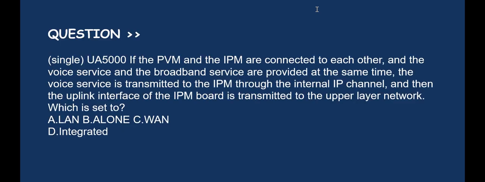Next one, UA5000. If the PVM and the IPM are connected to each other and the voice services and the broadband services are provided at the same time, the voice service is transmitted to the IPM through the internal IP channel, and then the uplink interface of the IPM board is transmitted to the upper layer network, which is set to option A, LAN, option B, alone, option C, WAN, option D, integrated. Correct answer is option D.